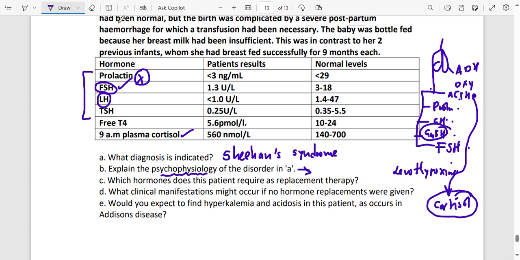Let's just look. What will be the consequence of low prolactin, low FSH, low luteinizing hormone, low thyroid hormone? Anyone?